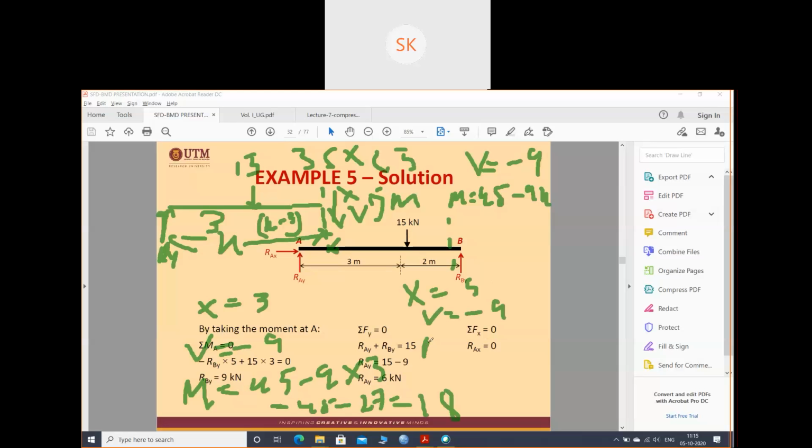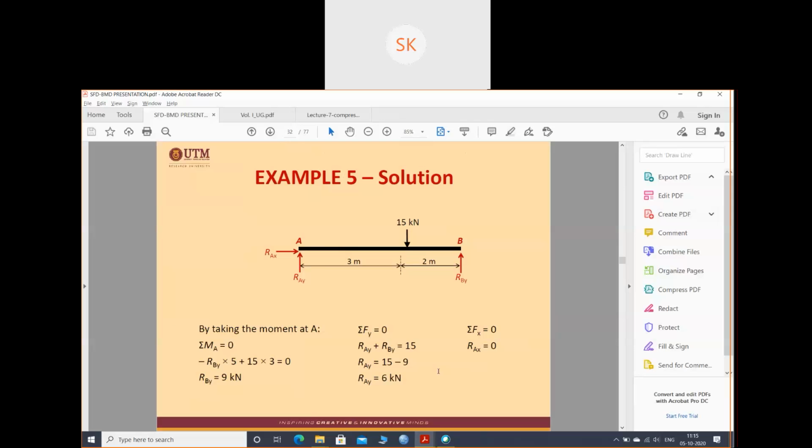Now at x equals 5, V will be the same, minus 9, right? M will be 45 minus 9 into 5. 9 fives are 45, so 45 minus 45 is 0. So at x equals 5, you have V equal to minus 9, M equals 0, and at x equals 3, you have minus 9 and 18.